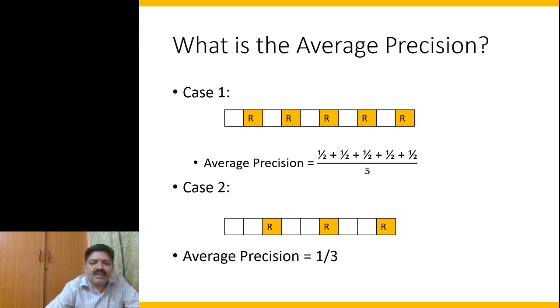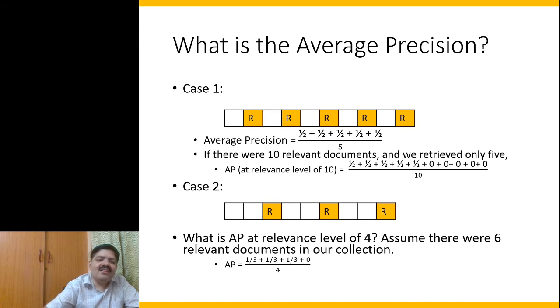Yeah, case 2 works out to be 1 over 3. If there were 10 relevant documents and we retrieved only 5, then the average precision at relevance level of 10 would have 10 on the denominator, of course, and I expect 10 values on the numerator, but I retrieved only 5. So I have values till 5 places, so that's half plus half plus half plus half plus half, and the remaining values are 0, and that's how I would compute the average precision.